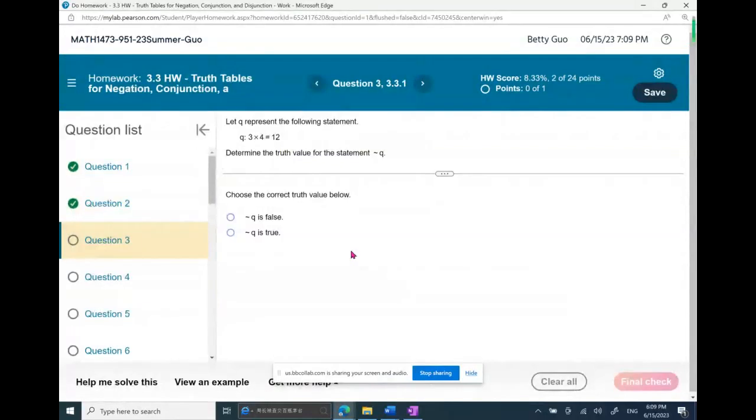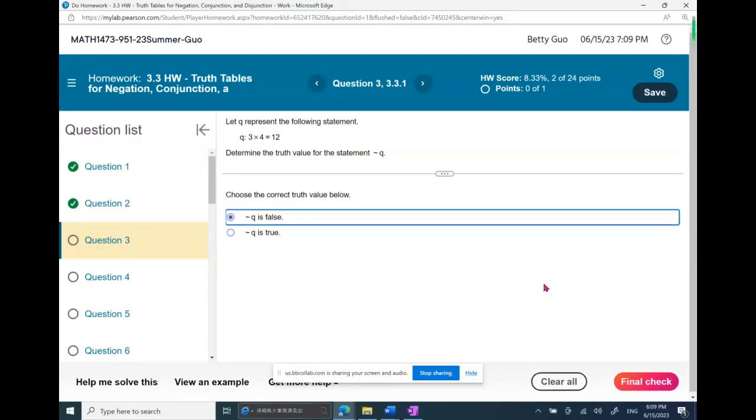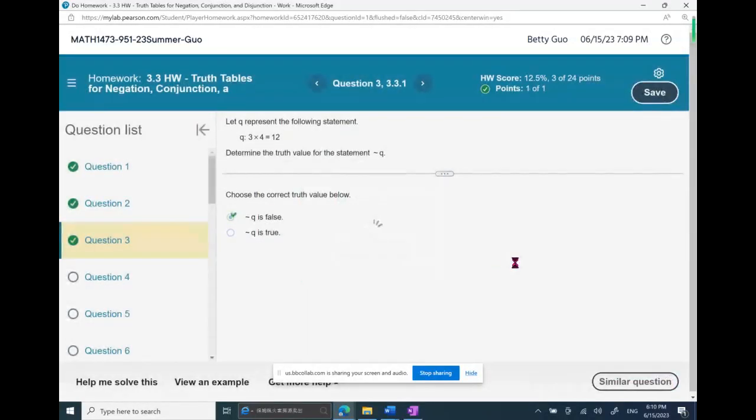Let Q represent the following statement. Q is 3 times 4 equals 12, which is a true statement, right? Determine the truth value for the statement, not Q. What do you think? Remember, the negation always has the opposite value. Q is true because 3 times 4 is 12. Then not Q, the negation of Q, would be false. That's very straightforward.